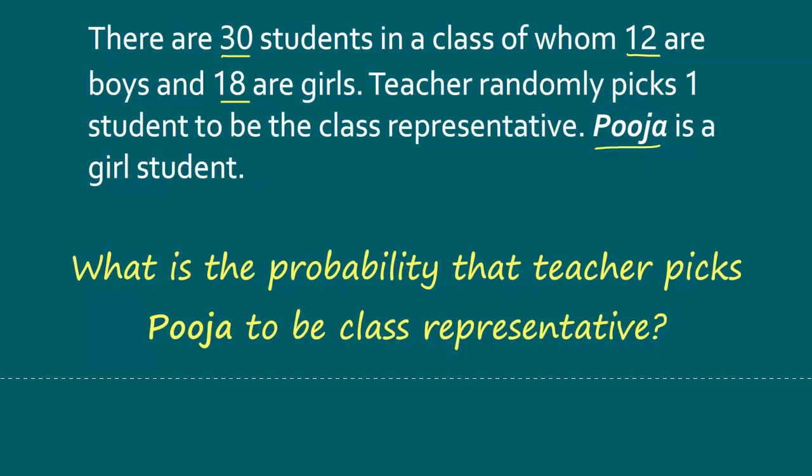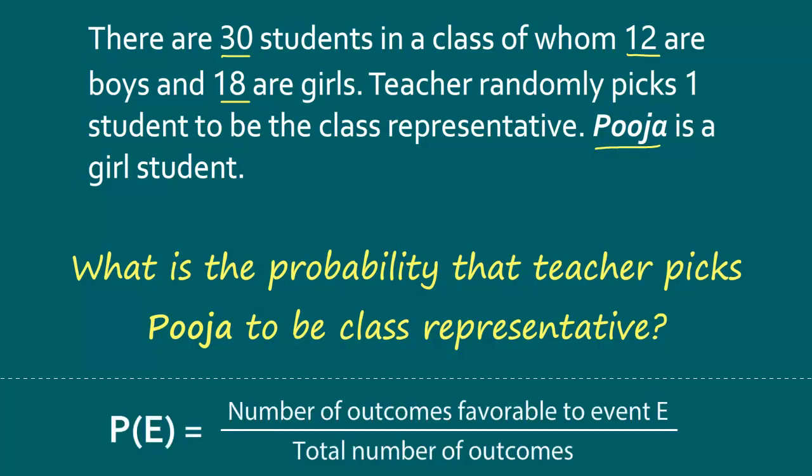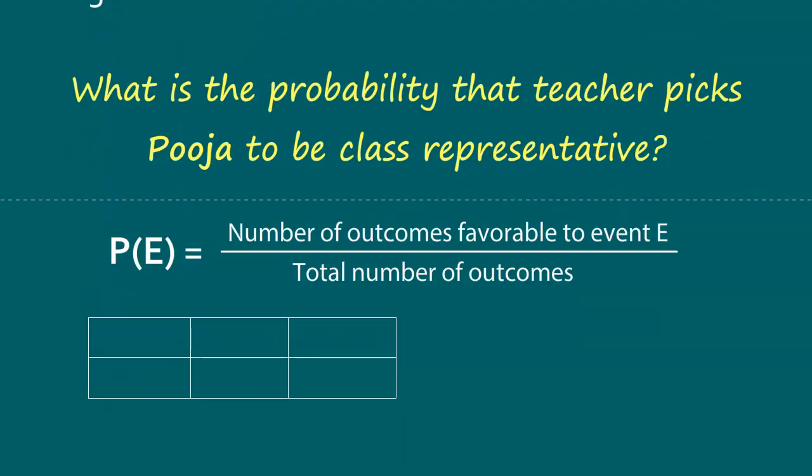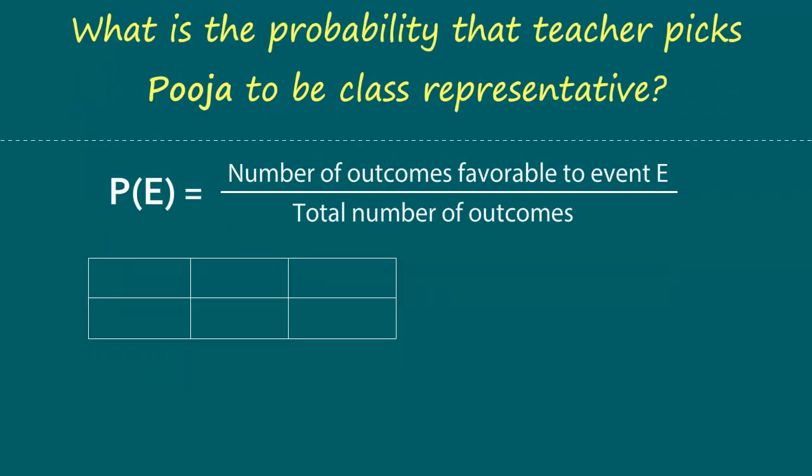So now, we again define the probability the same way that we have done before. But what is our event? Our event this time is Pooja being picked to be the class representative. Now, how many outcomes are favorable to Pooja being picked? There is only one Pooja in the class, so only one outcome is favorable.